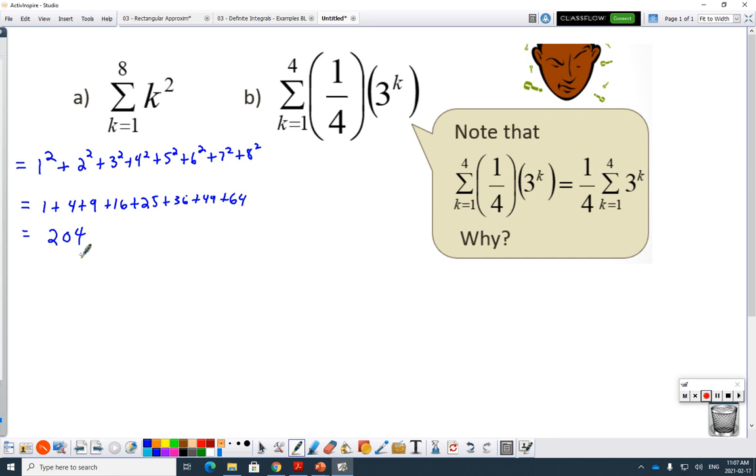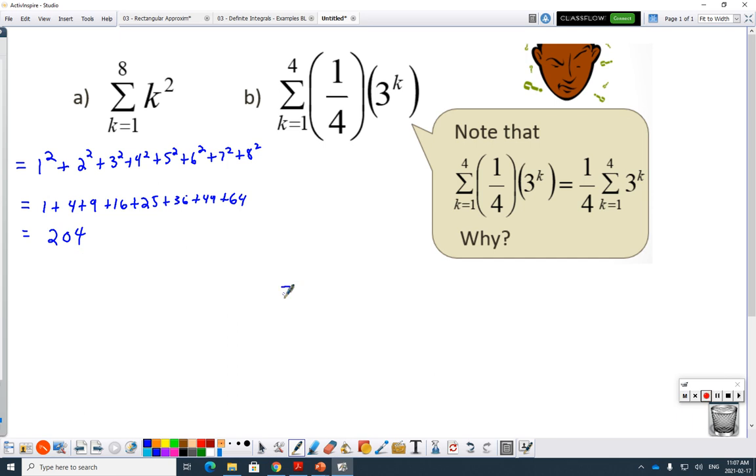Okay, another one. k equals 1 to 4. So this time only 4 terms. And it's the sum from k equals 1 to 4 of 1/4 times 3 to the k. Now, note that I can pull the 1/4 out. It's just a common factor. It was what I was doing on the board before. If you've got a number in there that doesn't have any k's in it, it can just be common factored out. I'm going to show it to you at the end. I'm going to write it all out, you don't have to, but it can sure make your life easier.